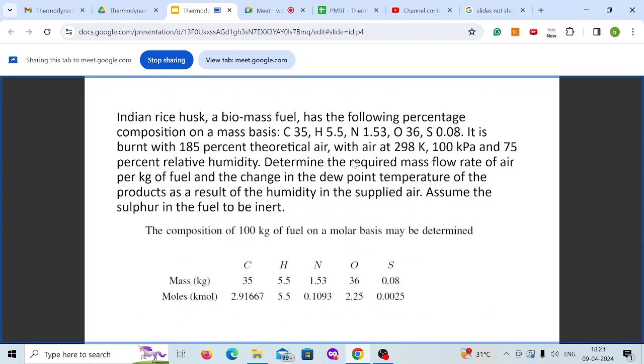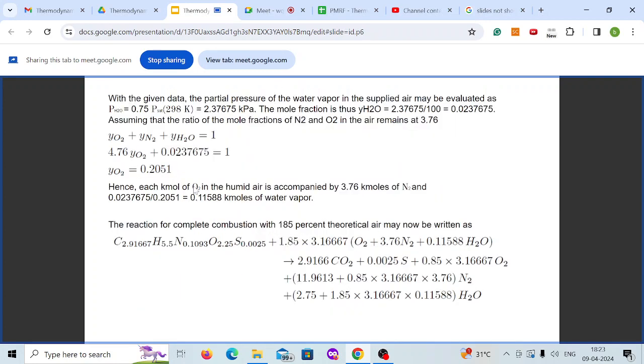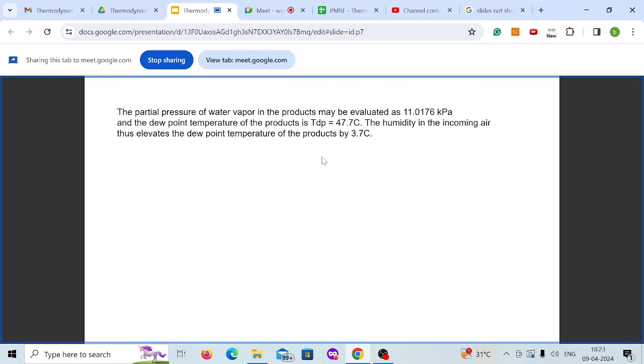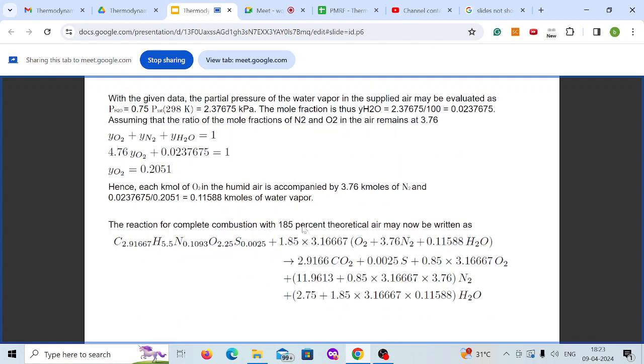One more thing required is the mass flow rate of air per kg of fuel. That we can easily find out. I think I have not added it here. That is nothing but your total moles of air divided by moles of fuel, times the molecular weight of air over the molecular weight of fuel. You have to convert these moles into mass and just take a mass ratio. They are just asking for an air-fuel ratio, so that can be found out.